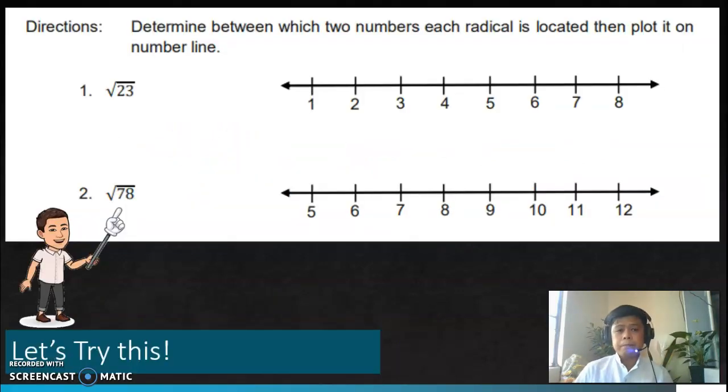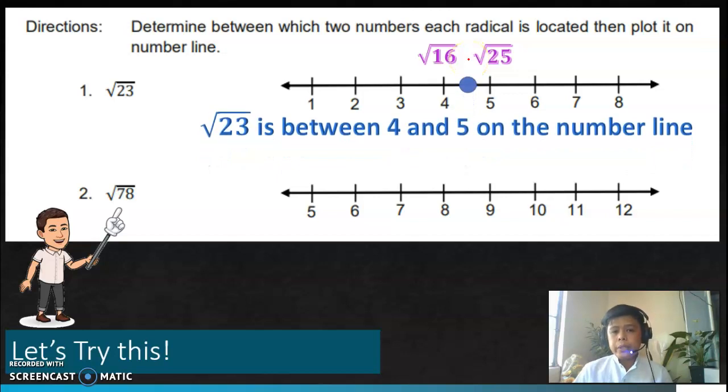So, let's have more examples. Una, hanapin natin si square root of 23. Okay? So, alam natin na si 4, ang katumbas niya ay square root of 16. Tapos si 5 naman, square root of 25. Kaya, si square root of 23, nandito siya nakapaloob. Around here, sa area na to. Kaya, yung square root of 23 ay located between 4 and 5 sa isang number line. Nandito siya.